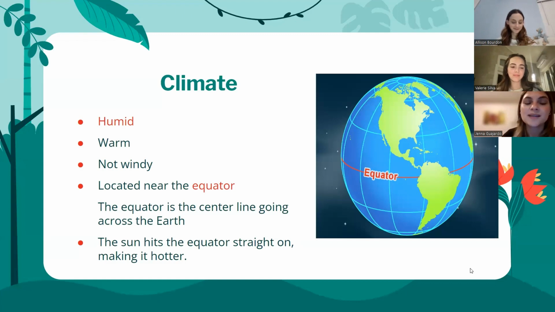So, the climate is typically humid, warm, not windy, and it's located near the equator. The equator is the center line going across the Earth. The sun hits the equator straight on, making it hotter.